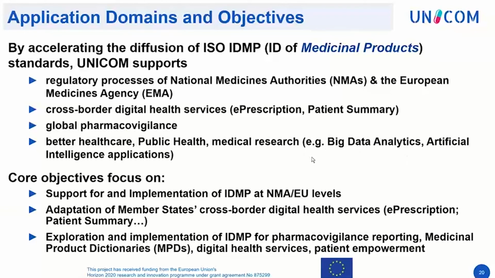And so IDMP will also support cross-border digital health services, particularly in the country. Global pharmacovigilance support, as already mentioned, leads to better healthcare and will also be used in public health and, for instance, in big data analytics, when we can indeed integrate data across many countries. We focus on implementing IDMP at the regulatory level. We focus on adaptation of the already ongoing cross-border digital health services, particularly prescriptions, but it will also impact patient summaries, because the coding of medicine data in IDMP will allow easier identification and understanding. And we explore various other fields to see where we see a new perspective once IDMP data are available.